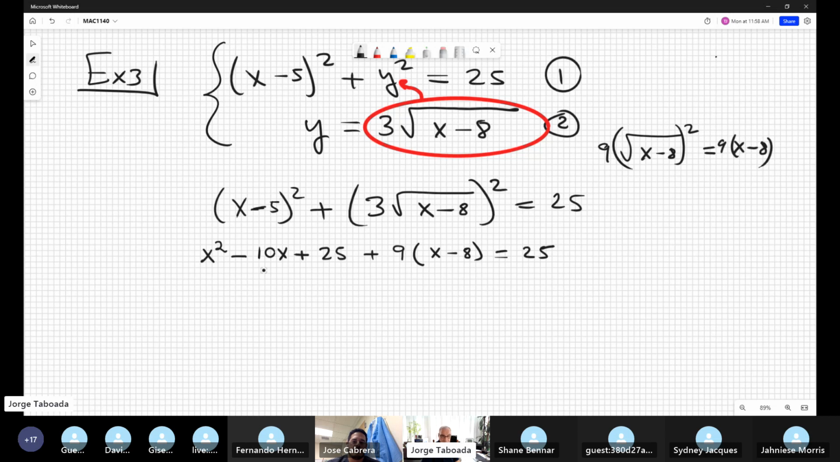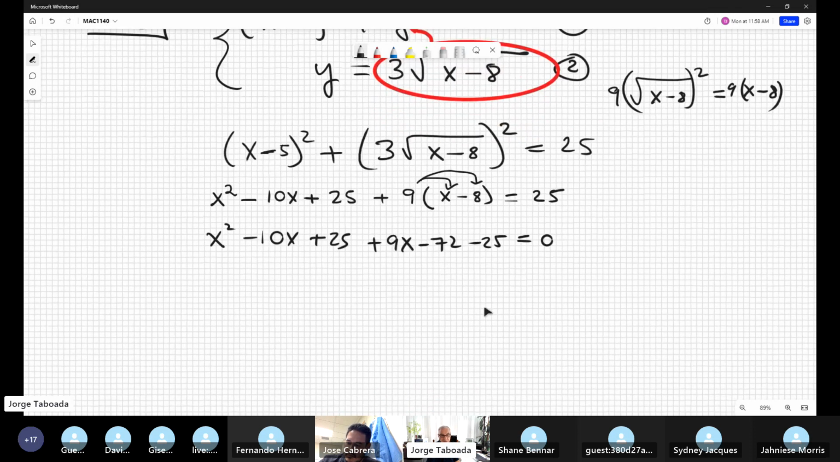Now, I apply the distributive property. Why not? We have x squared minus 10x plus 25, plus 9x minus 72, minus 25. Why? Because I believe that we end in a quadratic equation. Now we have x squared, and 25 positive and 25 negative cancel. Plus 9x. Sorry, minus 10 plus 9 is negative 1. Minus 72 equals 0.